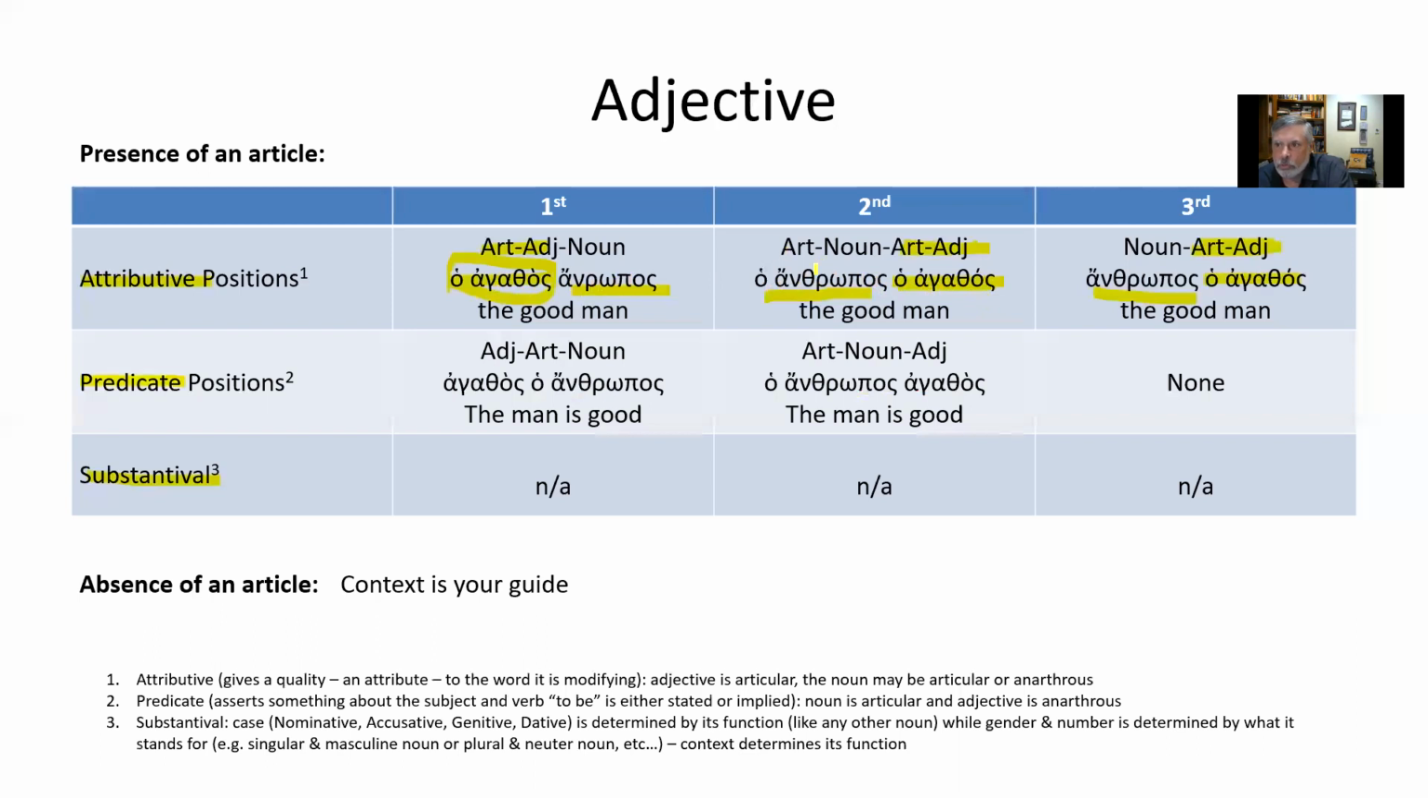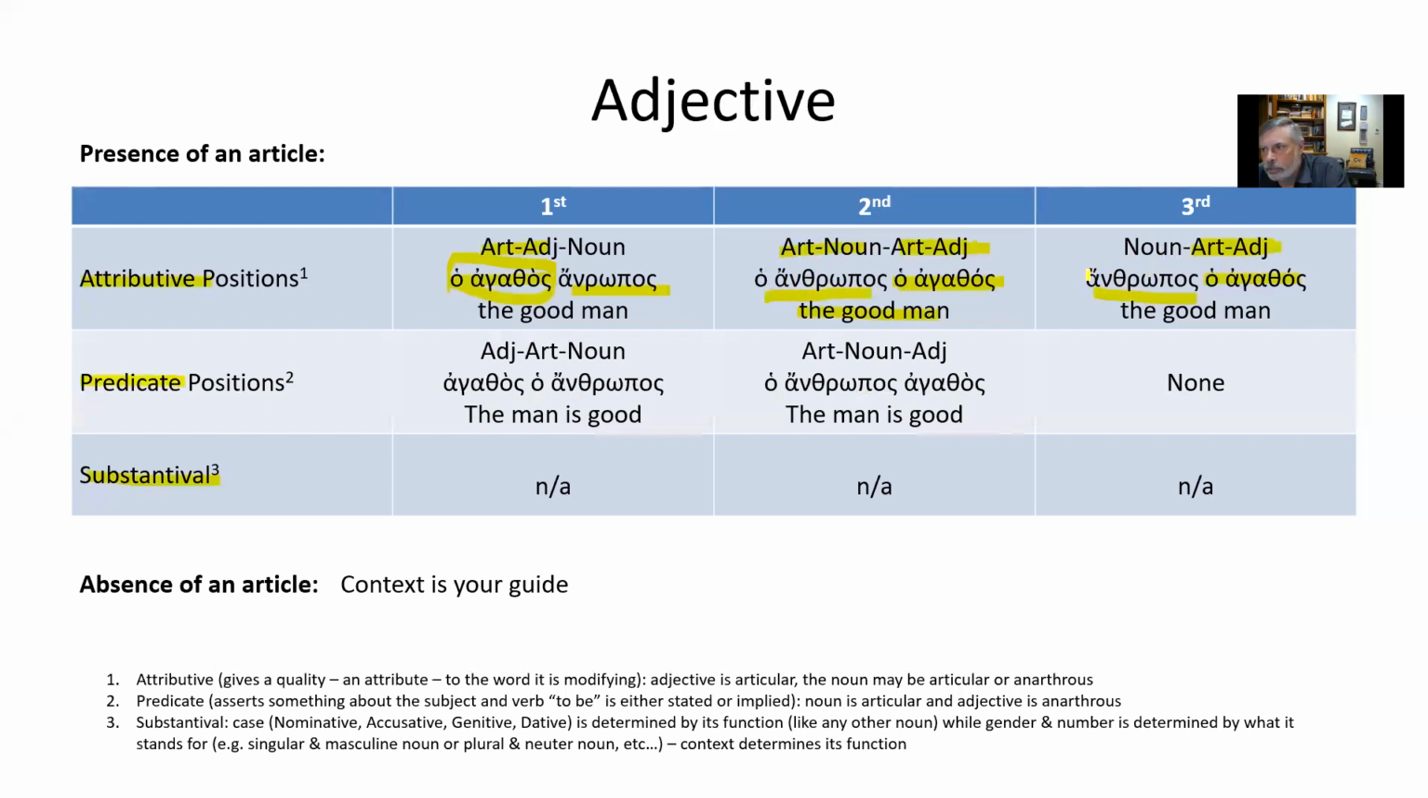And so you have an article with the noun, and then you have the article with the adjective, and the only thing that matters is that this adjective, because it has an article, is still modifying the noun anthropos in the attributive position, whether the noun has the article or not. Here, in this case, it does, and it's called a second attributive position because it has the article and noun first, and then the article and adjective second. So it's a second attributive position, and it still translates the good man. That hasn't changed. Now, there is a third attributive position. There are not many of them. And again, I still have an article with the adjective.